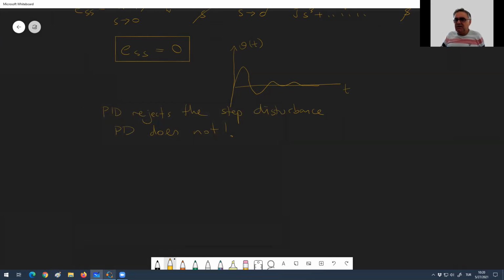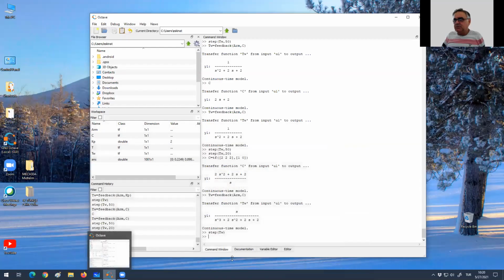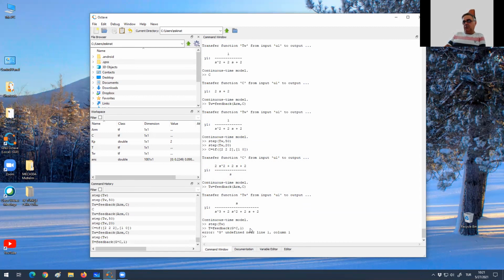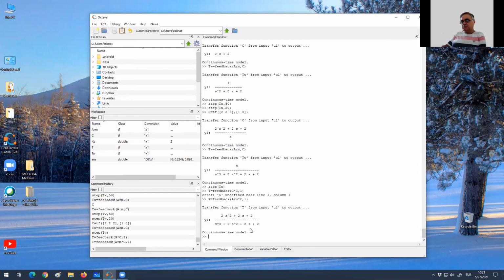On the other hand, we can look at the PID response for a command following. I'm not going to derive it, I'll just show it here. T is equal to, let's say, feedback of G times C. Now we are looking at the forward, and in the feedback, there is 1. This is the transfer function between theta and R. Not G, it was the R. Okay, so this is the transfer function.